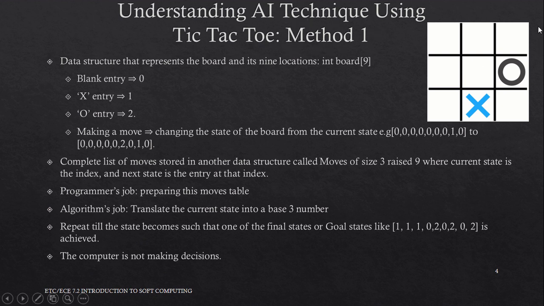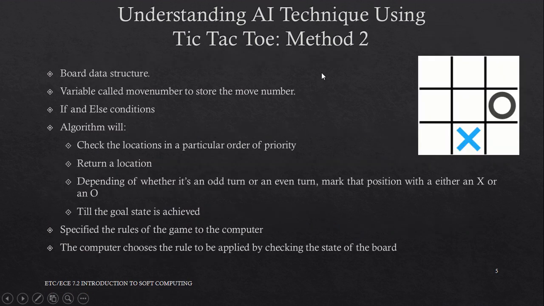This is one way of making the computer play a game, this game of tic-tac-toe. Is this an AI technique? Of course, here the programmer in designing the moves table has done most of the thought process. The computer is not thinking. The computer is not making decisions. It is only translating.